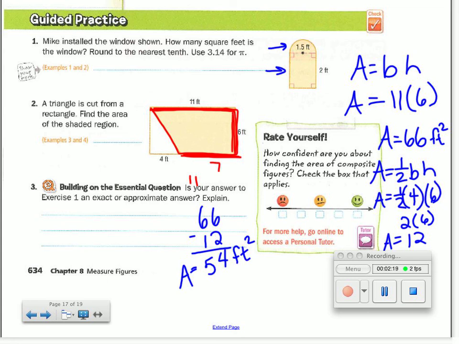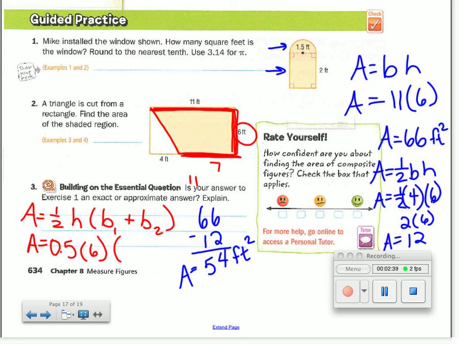So I'm actually going to do this formula. A equals 1/2 height times B1 plus B2. Either way, it's okay. You should get the same answer. Let's check this out. So A equals, we're going to change this to 0.5 because we can use our calculator. The height was 6. B1 would be like 7. B2 could be like 11.